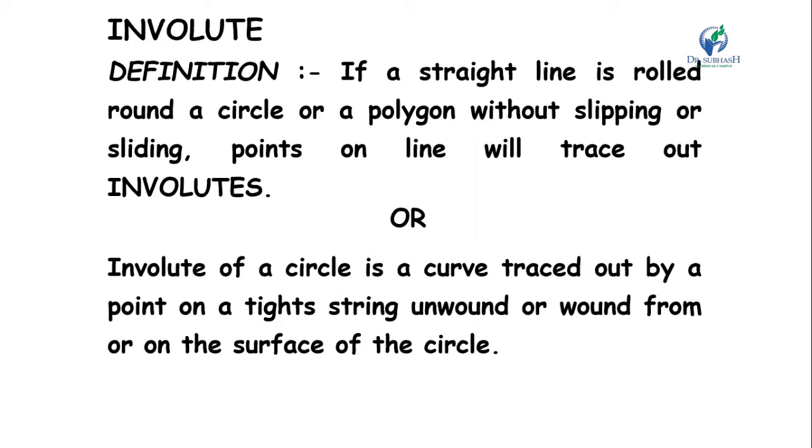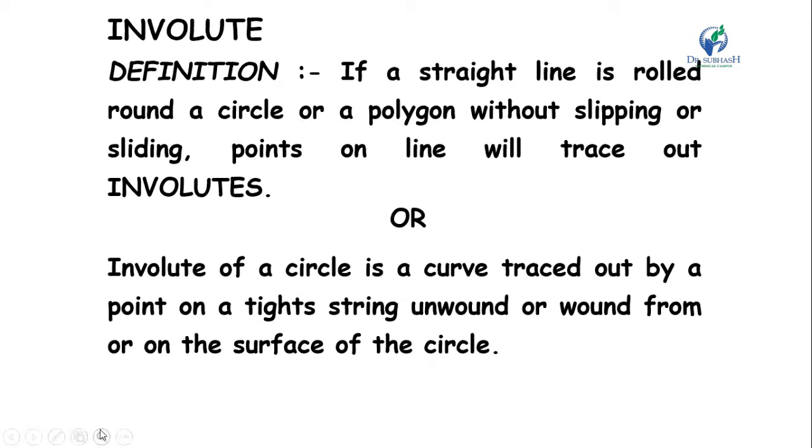That means if any straight line is there and this straight line is rolling over any circle or any polygon, it may be a square, pentagon, hexagon, without slipping on that polygon, then any point on this straight line, the path of that point will be an involute.